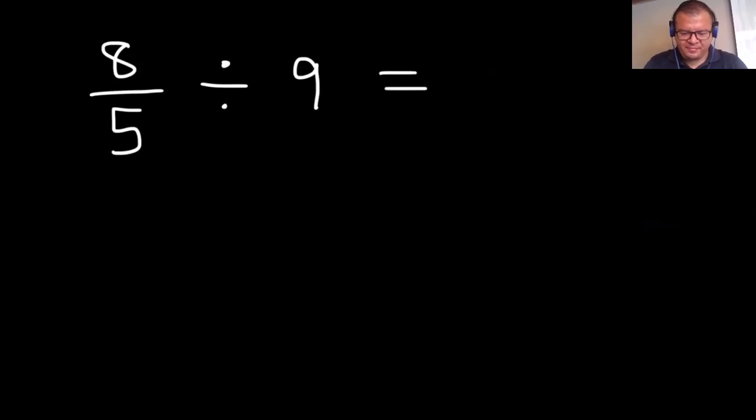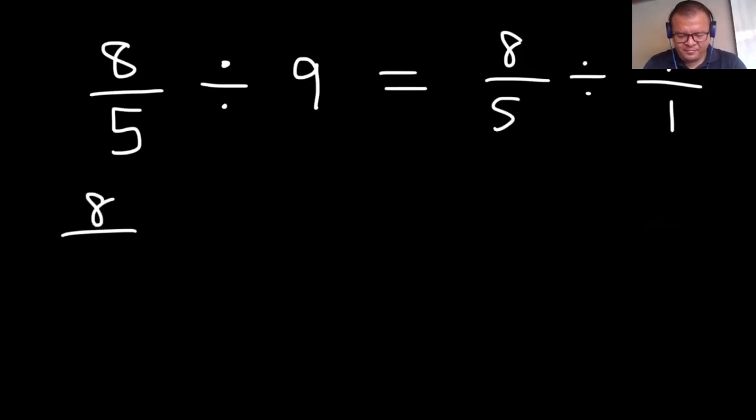Now let's say if we have an improper fraction and we wish to divide it by a whole number, like 9. How can we divide a fraction by a whole number? Well, the first thing we need to do is rewrite the whole number as a fraction. 9 is the same as 9 over 1. And then we can do what we've been doing before, keep, change, flip. So let's keep the first fraction the same, and then change division to multiplication. We're going to multiply by the reciprocal of the second fraction.